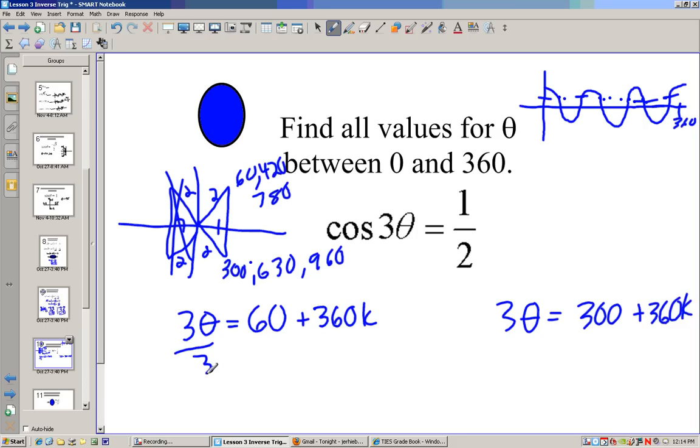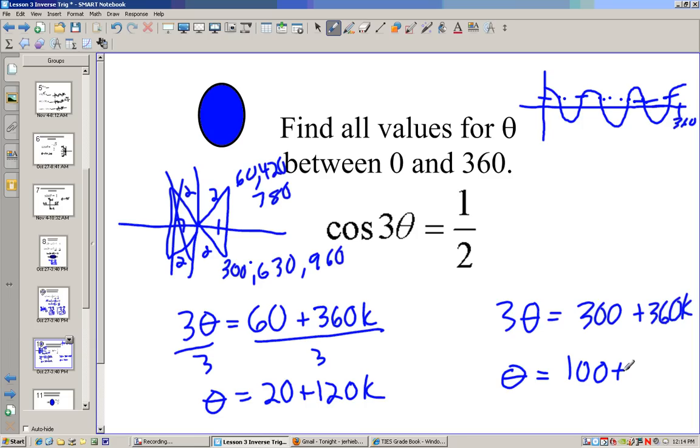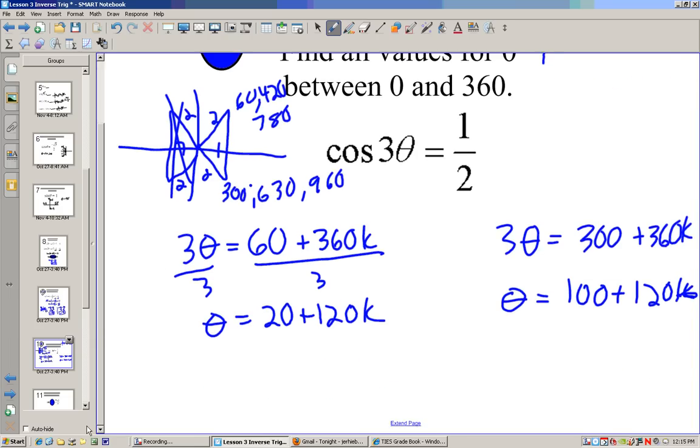Now if we divide each side by 3, my theta will equal 20 plus 120k, because I have to divide both of those by 3. And this will be 100 plus 120k. That's supposed to be a k. Hopefully you can read my writing.